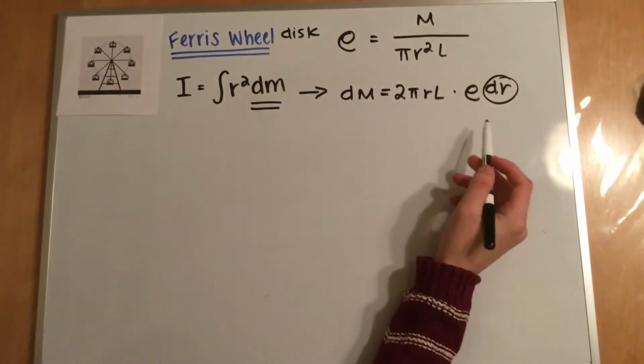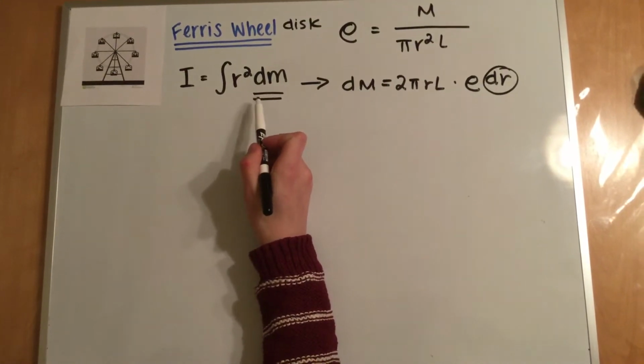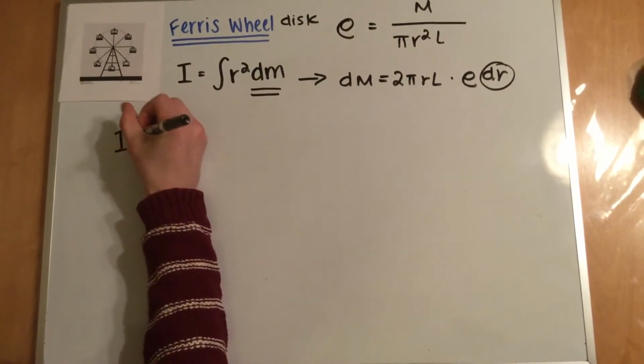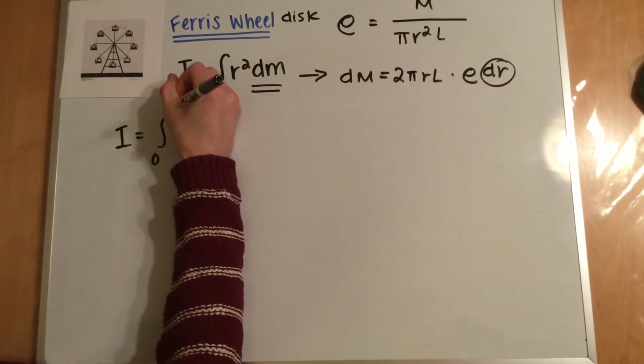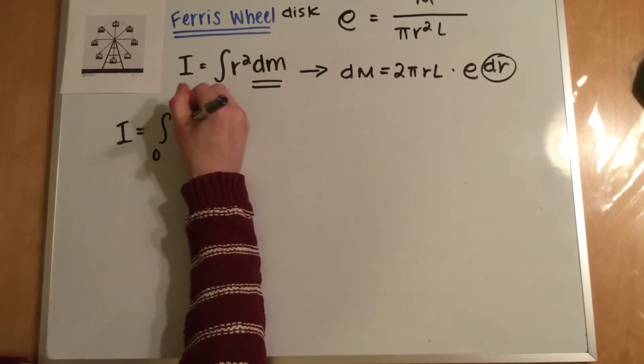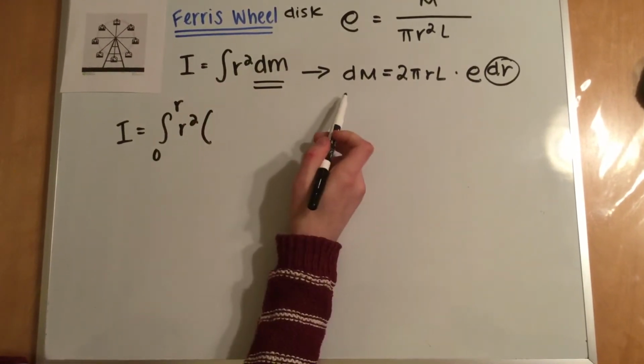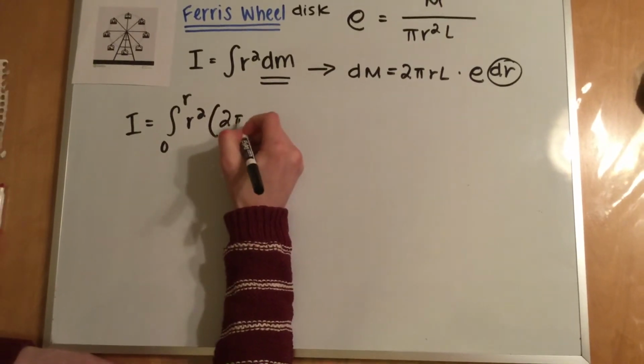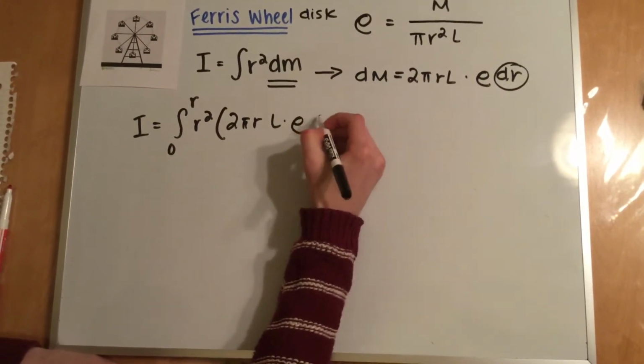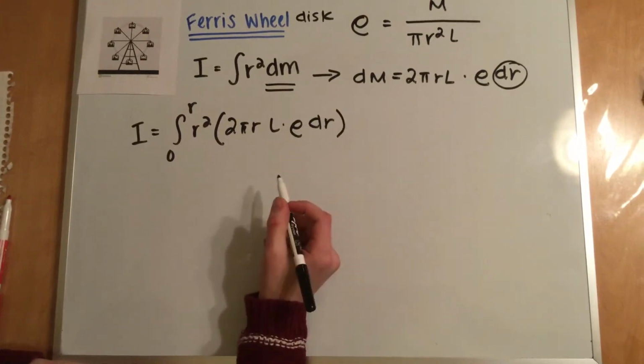The derivative of this radius is way easier to find than the derivative of this mass. So you take the moment of inertia evaluated from 0 to R, and it's r squared, and we're going to plug in this formula for dm. So 2 pi r l times rho dr.